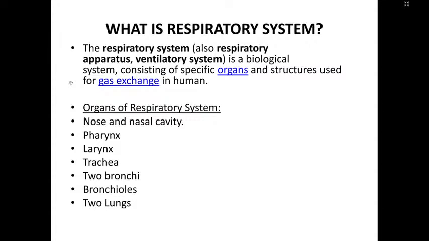Like we say, expiration is a passive movement, but when you're running or exercising, expiration also becomes an active phenomenon. Your internal intercostal muscles start contracting more forcefully, and they help in expiration also.